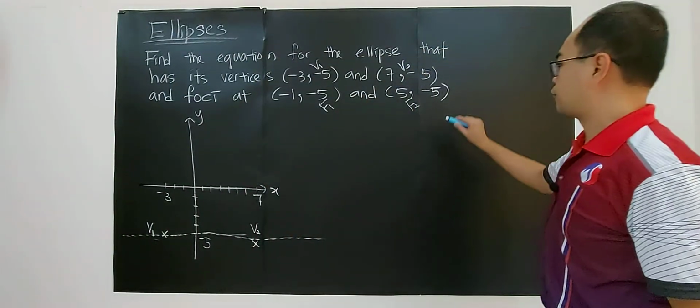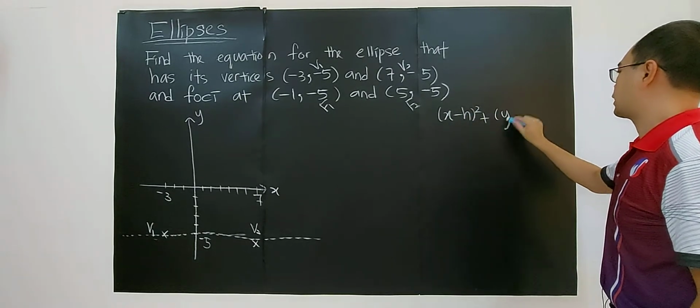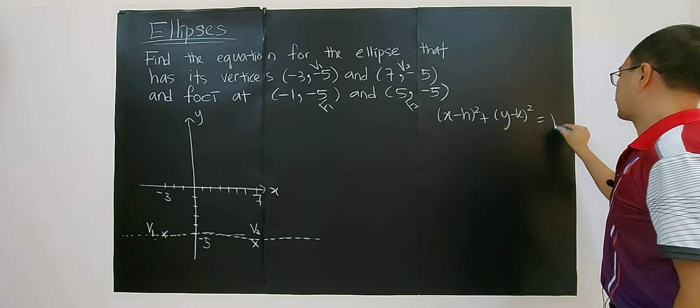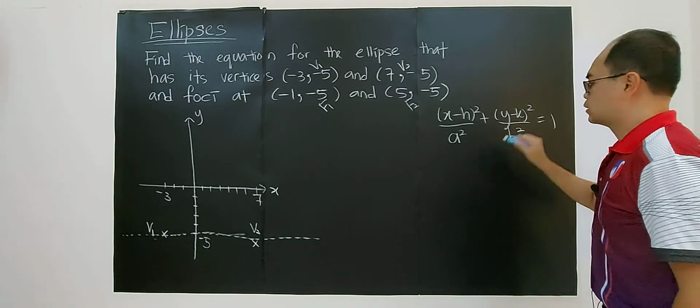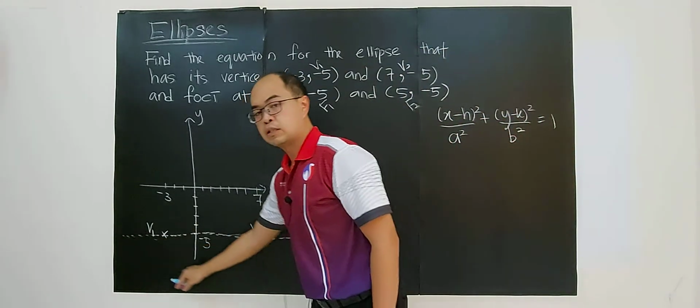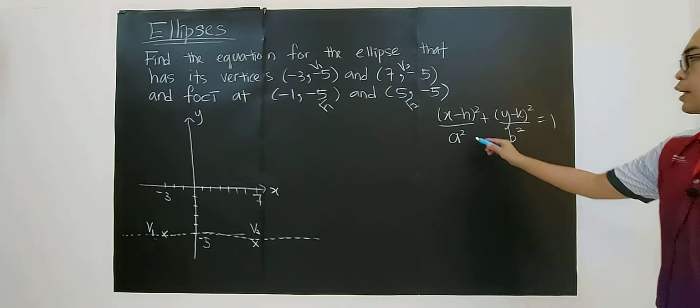So then we have already decided on x minus h squared over a squared plus y minus k squared over b squared equals 1. We are very sure that this will be a squared under the x term because it's a horizontal major axis. So we know this one will be bigger than this one, right? It will be a squared.